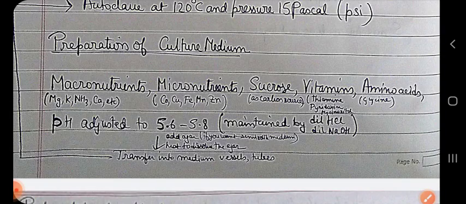Vitamins like thiamine, pyridoxine and myoinositol are normally employed. For amino acids we use glycine, and lastly we use the hormones, the phytohormones, at a certain concentration, for the induction of roots, the induction of shoots, and also the induction of callus. pH has to be adjusted between 5.6 and 5.8. Normally we all know how we adjust the pH, by providing dilute HCl and dilute NaOH. Okay, a few drops we add to maintain that pH.